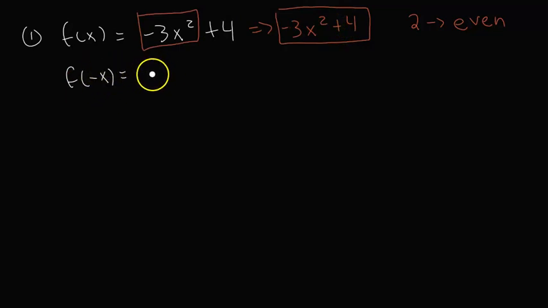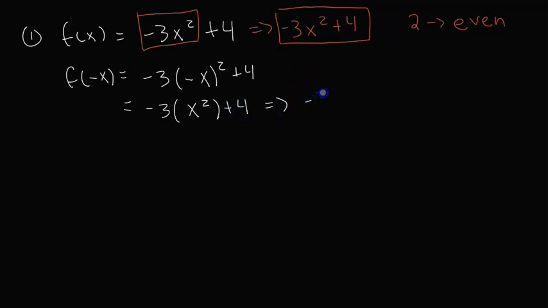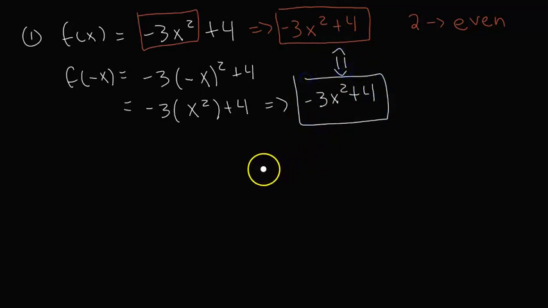When I plug in this negative x, I have negative 3 times negative x squared plus 4, which is equal to negative 3 times, negative x squared is simply going to be x squared, plus 4. Thus, we end up with negative 3x squared plus 4. Notice that the functions are completely the same, meaning that yes, this is definitely an even function. Okay?